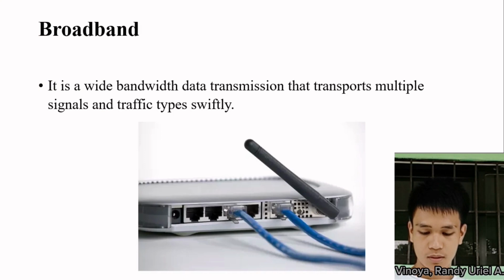Broadband. It is a wide bandwidth data transmission that transports multiple signals and traffic types swiftly. It is called broadband because the bandwidth used is wide, which allows multiple signals at once. This basically means it is quicker than a non-broadband connection. Broadband connections include Wi-Fi, DSL, fiber, and satellites.